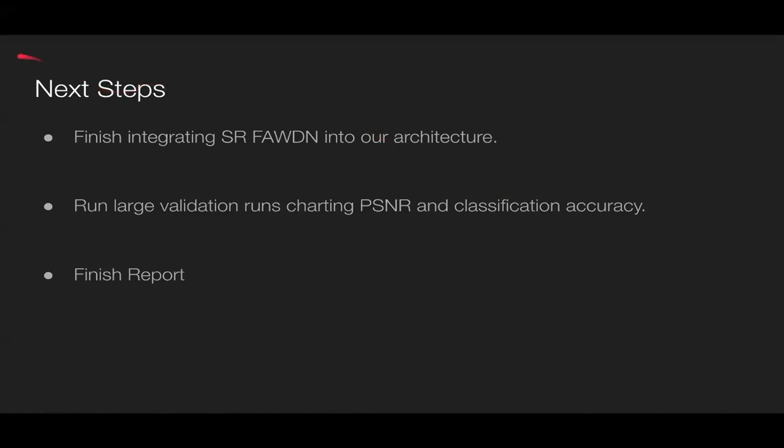Our next steps for finishing would be to integrate the super resolution and the binary classifier into a single file. Right now we're just manually taking the images from the super resolution and inputting them into the binary classifier, but we want it to be more automated so that it's easier for other people to run our code and adopt it. Once we have that finished, we're going to run a large validation run with roughly 5,000 CT slices and then chart the PSNRs and classification accuracies of all those. Using that data, we'll finish up the report and submit. And that's the end of our project.